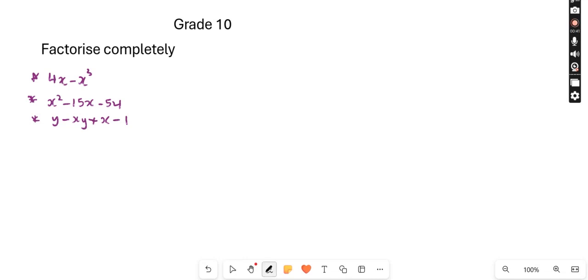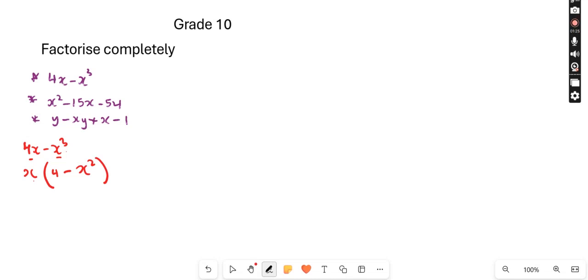Like when you go to part 1, it says 4x minus x cubed. What is common when you look at this question? x is common, in this one and this one. So what do I need to do? I need to get x out, meaning I'll remain with a 4, because x is already out. Since one x is out and there were 3 x's, you remain with 2 x's, that is x squared.